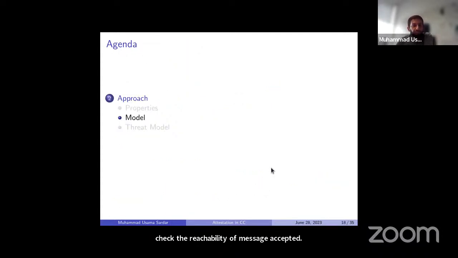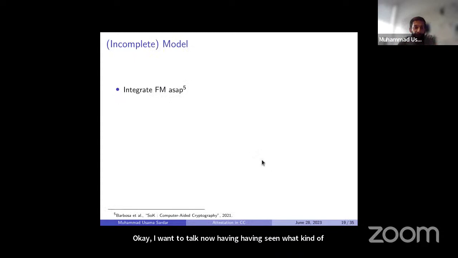Okay, having seen what kind of properties are of interest, let's switch to the model and how we built it. The specifications were incomplete, and we argue, as Barbosa et al. also described, that we need to integrate formal methods as soon as possible in the design. And that's what we did. Instead of saying, okay, let's wait for it to complete and have broken designs until then, we want to just start with it. And I will show you next that we were able to shape the design of TDX itself during the process of this formalization.